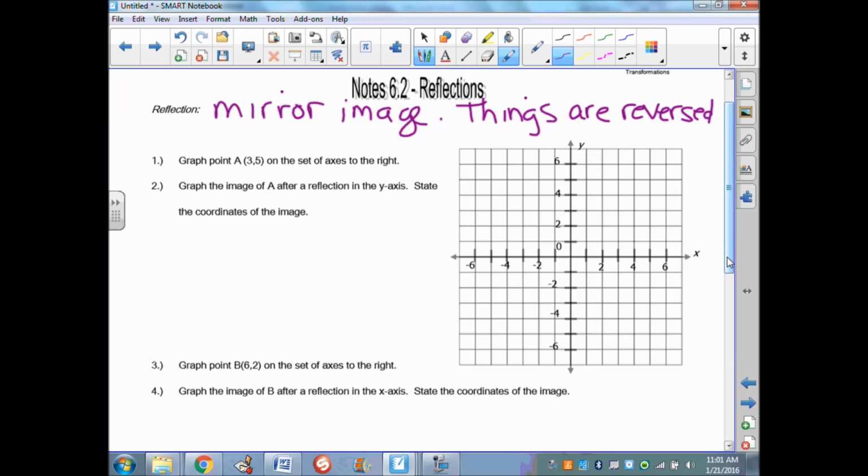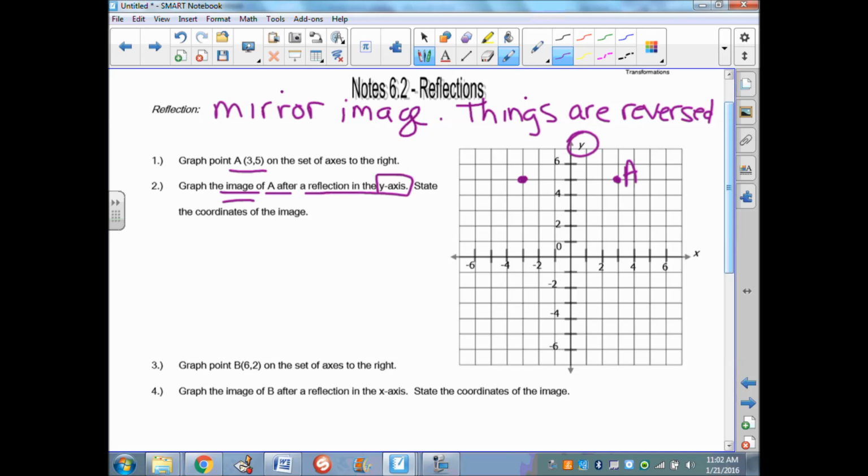So it says graph point A, and it's 3, 5. When I plot the point, I'm always going to label it with the letter that it's given. And then it says graph the image of A after a reflection in the y-axis. So the y-axis is going to act like the mirror. If you are point A and you're looking into the y-axis as your mirror, where is your image going to appear? Well, if you are 3 units away from the mirror, you're going to go 3 units to the other side of the mirror, and that's where your image is going to appear, directly in front of you.